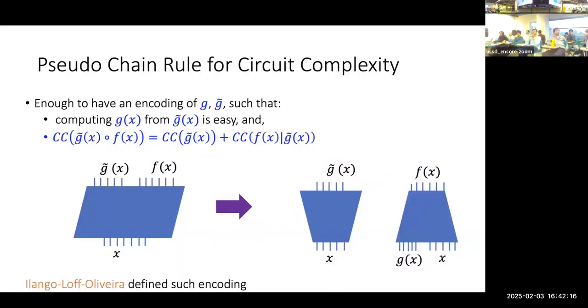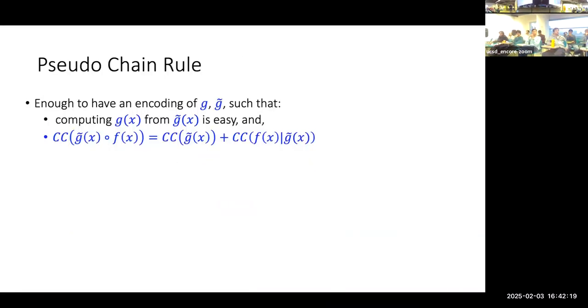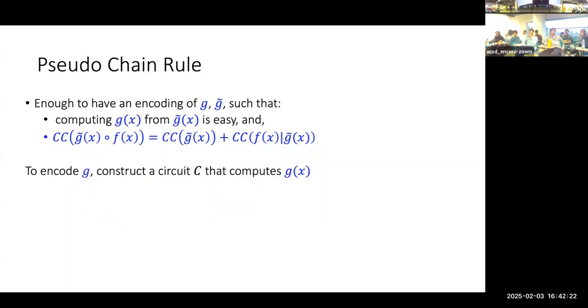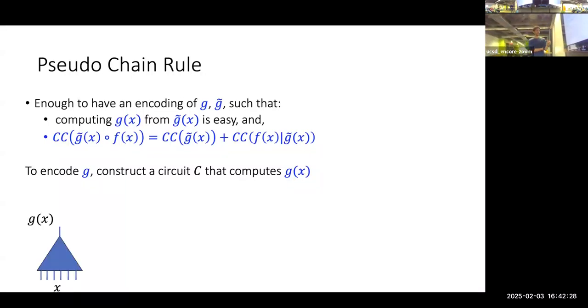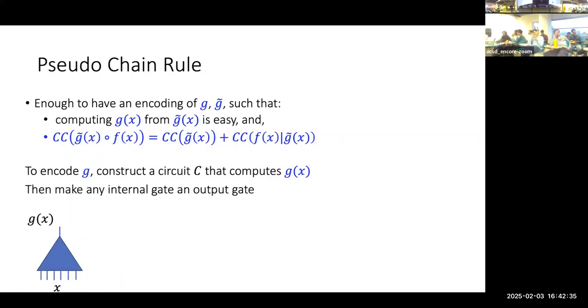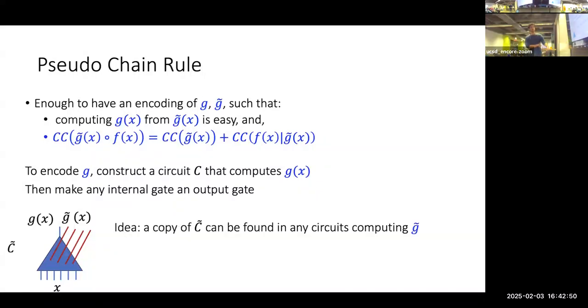And the way it was done by Ilan, Goldwasser, and Oliveira is as follows. To encode a function g, we first construct a canonical circuit C that computes g of x. Then we take the circuit and make every internal gate an output gate. The encoding is the concatenation of the outputs of all the internal gates. I will call this circuit C hat. The idea is that if we have any circuit that computes G hat, we can find a copy of C hat, this original circuit, inside of it.